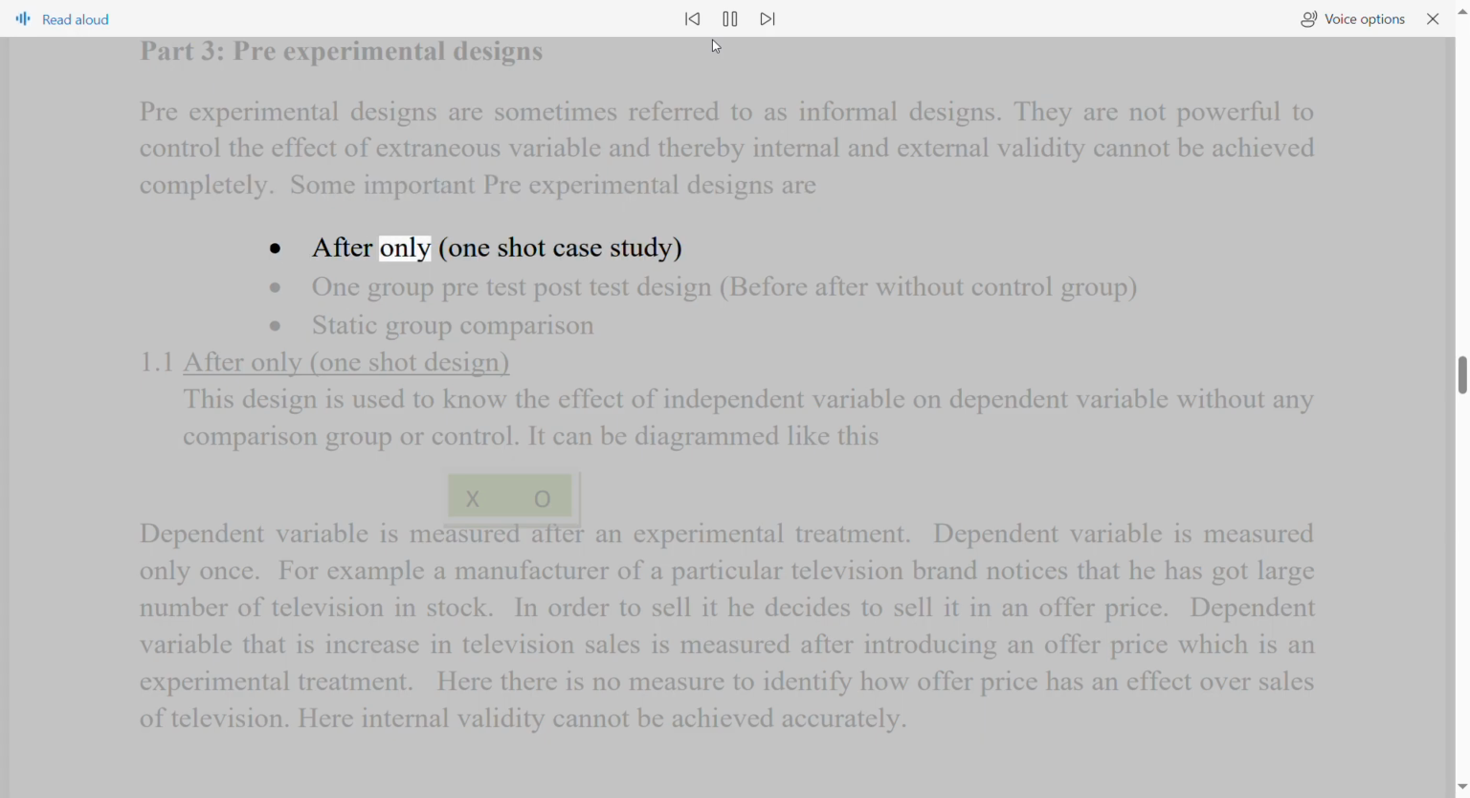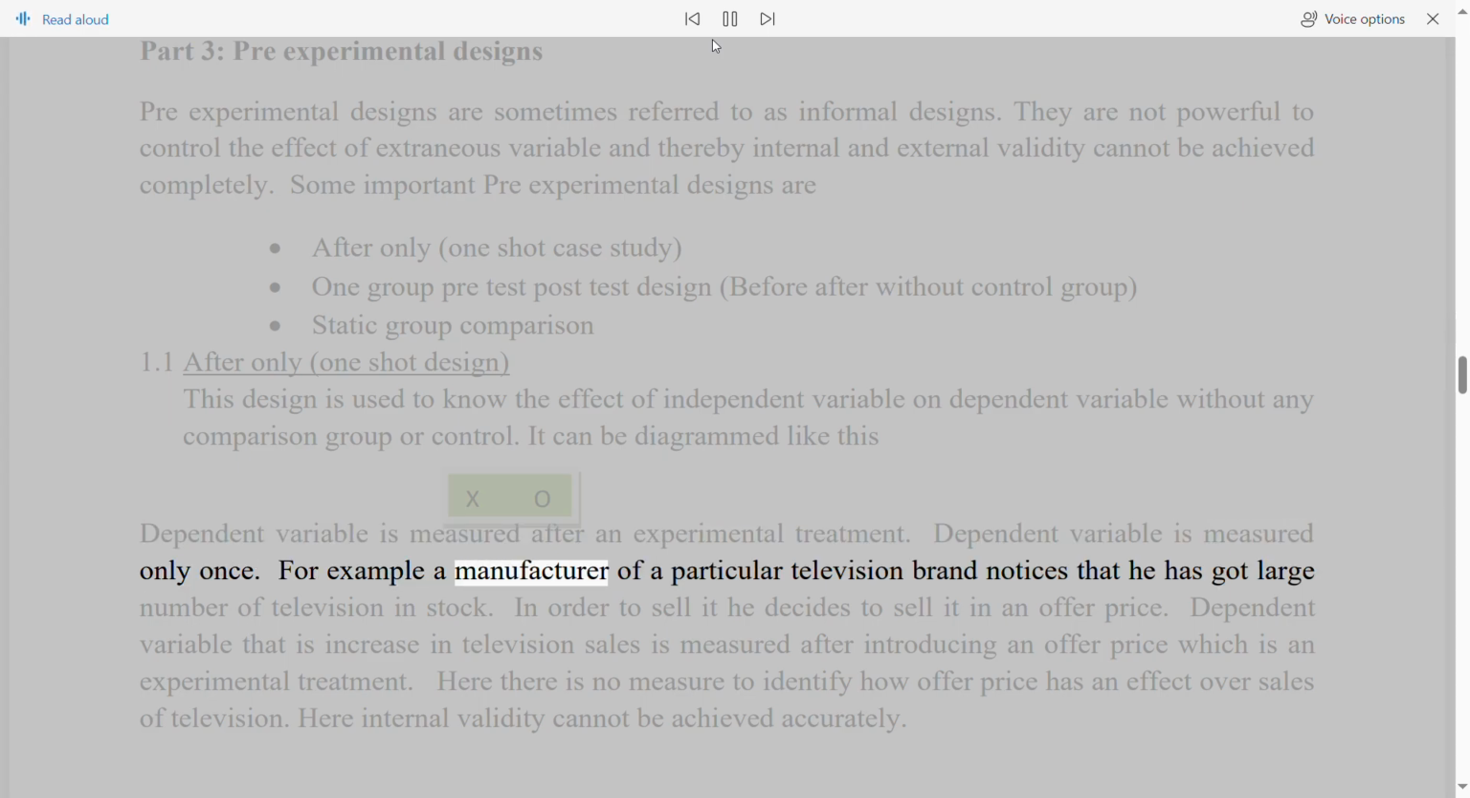after-only one-shot case study, one group pre-test post-test design (before-after without control group), and static group comparison. 1.1 After-only, one-shot design. This design is used to know the effect of the independent variable on the dependent variable without any comparison group or control. It can be diagrammed like this. The dependent variable is measured after an experimental treatment. The dependent variable is measured only once.